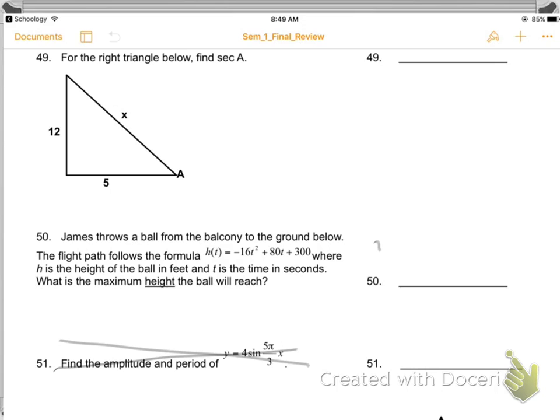49. For the right triangle below, find the secant of A. Now, we know we have sine, cosine, and tangent, but we also learned about 3 new trig functions this year called secant, cosecant, and cotangent. Cotangent is the easiest one to match up because it's the flip of tangent.